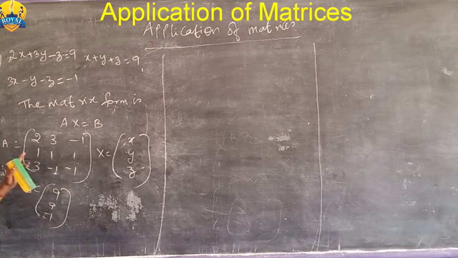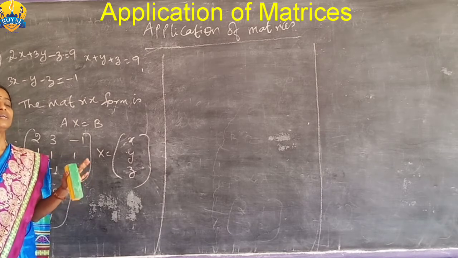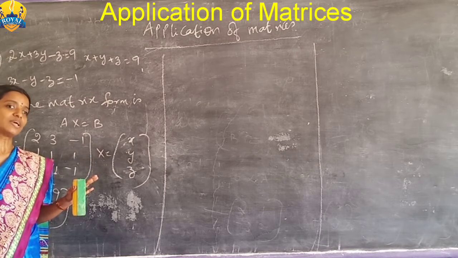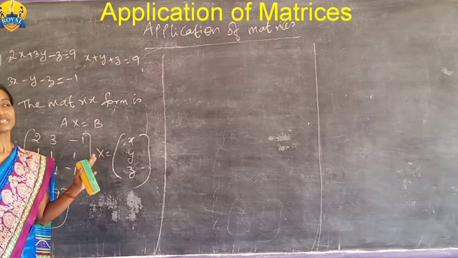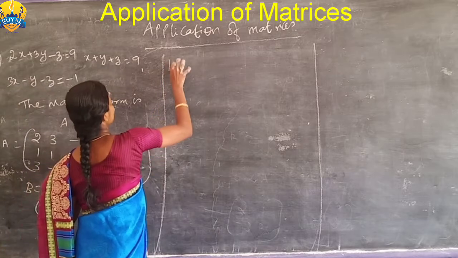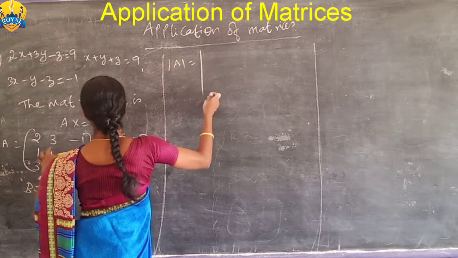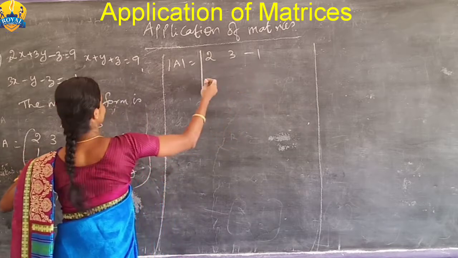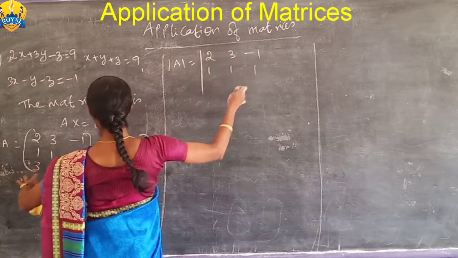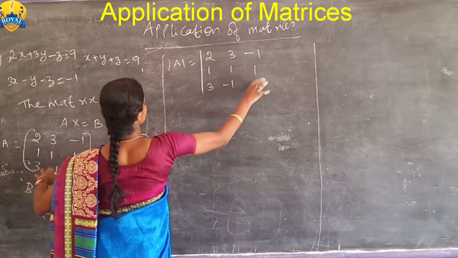So here also we are going to find the determinant of A. If the determinant of A is not equal to 0, then A inverse exists. Let me find the determinant of A. So 2, 3, minus 1, 1, 1, 1, 3, minus 1, minus 1.